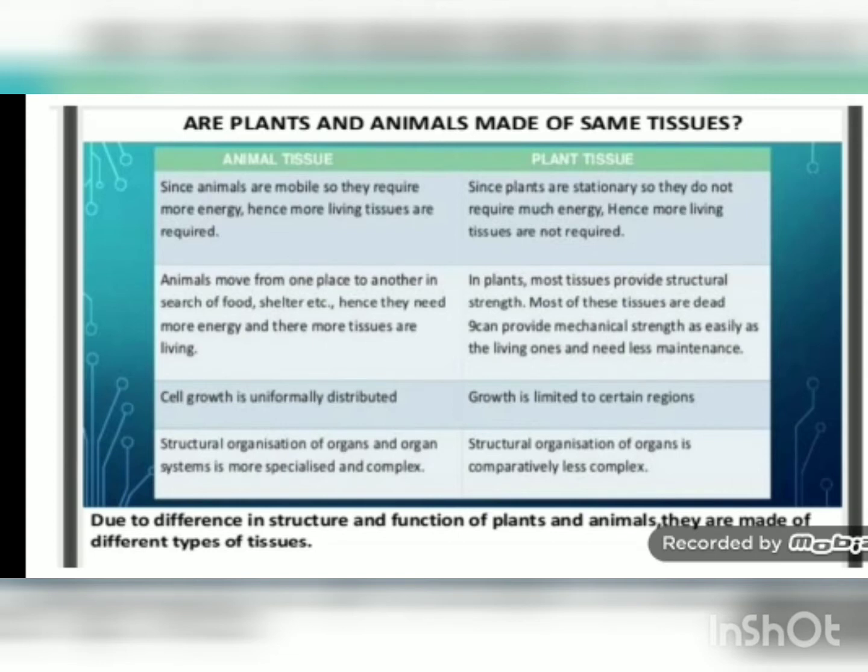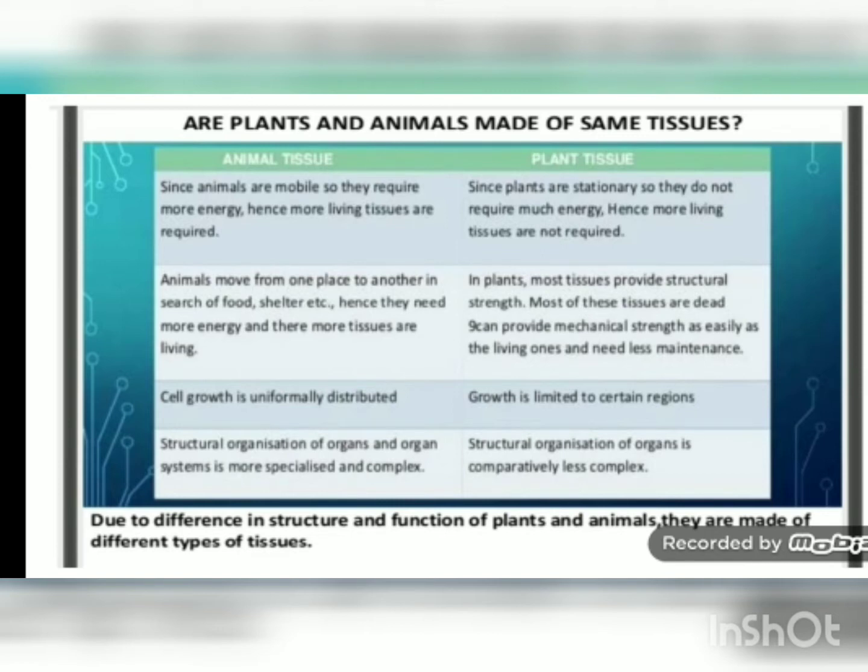In plants, most tissue provides structural strength. You see, the functions are different. In plants, they provide structural strength. Most of these tissues are dead and can provide mechanical strength as easily as the living ones and need less maintenance.